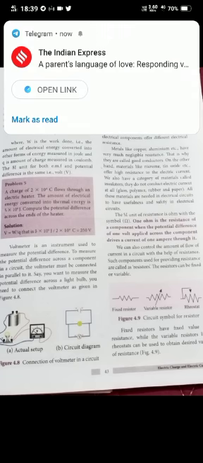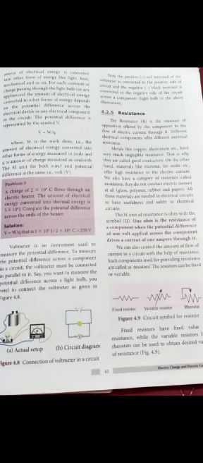Voltmeter is an instrument used to measure the potential difference. To measure the potential difference across a component in the circuit, the voltmeter must be connected in parallel to it. See figure 4.8 in part A. In the actual setup, the voltmeter is connected in parallel to the component.